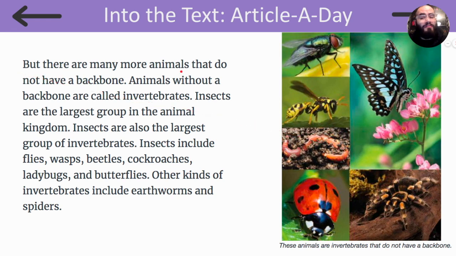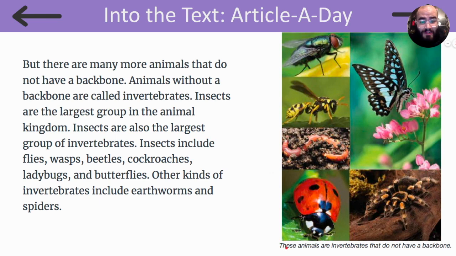But there are many more animals that do not have a backbone. Animals without a backbone are called invertebrates. Insects are the largest group in the animal kingdom. Insects are also the largest group of invertebrates. Insects include flies, wasps, beetles, cockroaches, ladybugs, and butterflies. Other kinds of invertebrates include earthworms and spiders.